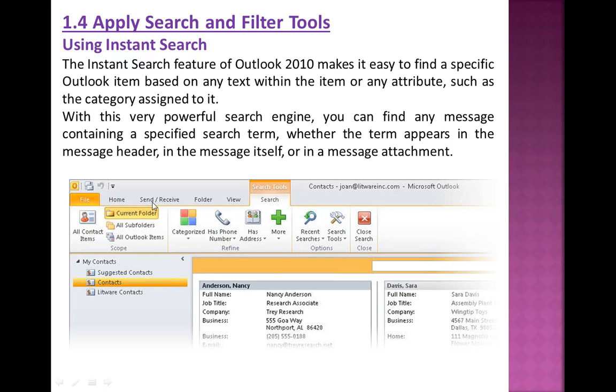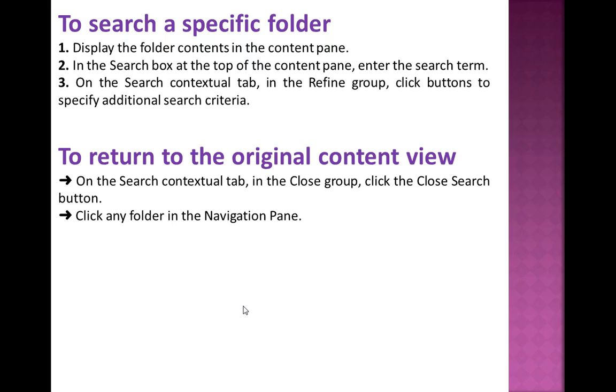This is the search button. You can use any option. You can use the current folder searching, you can use the more option, you can use the close search, you can use any option by searching the contacts, the mail, the library, or the categories. You can search anything in Outlook 2010.